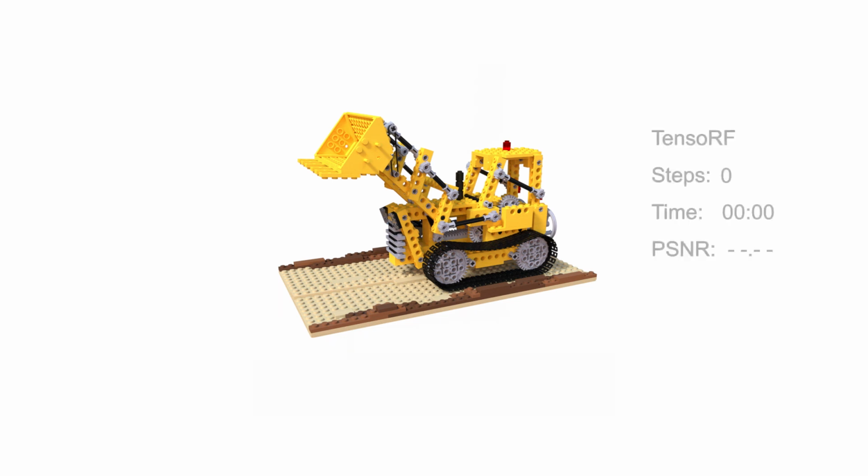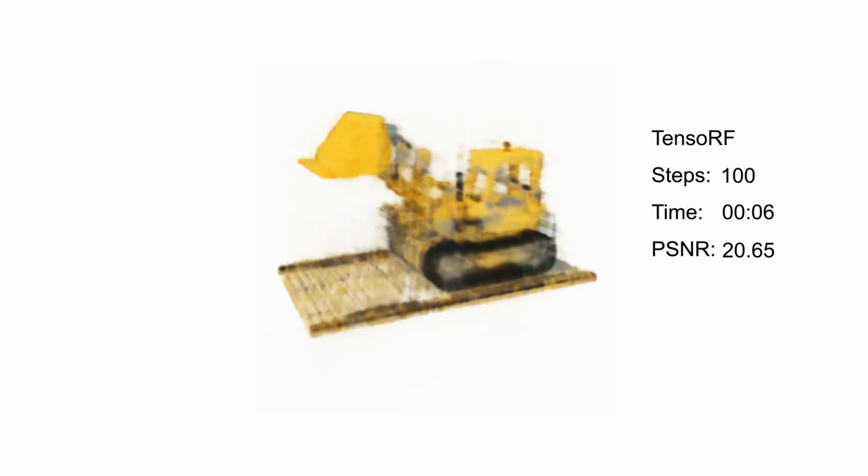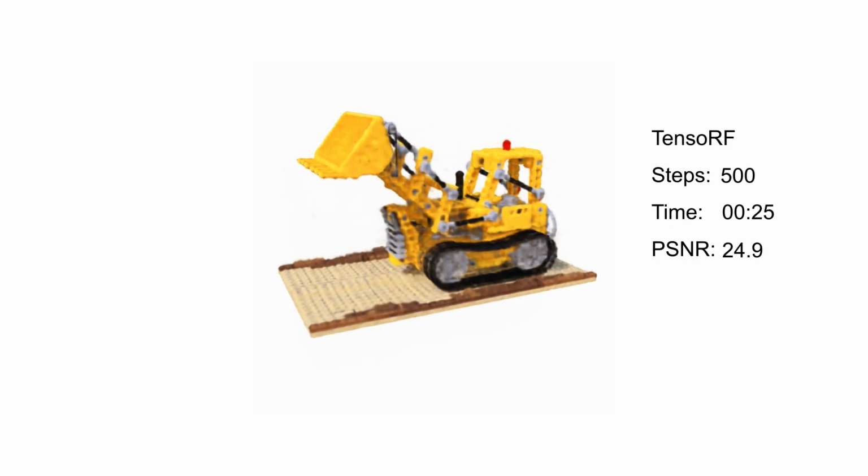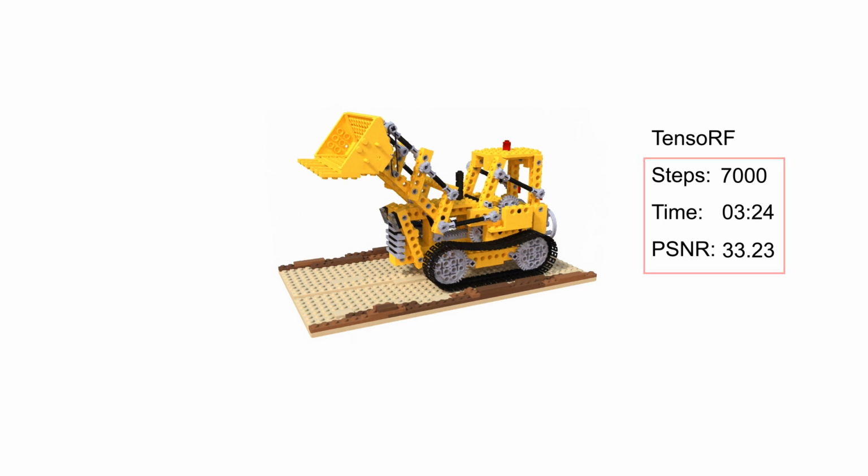Here, we show our optimization process on this LEGO scene from scratch. The corresponding training steps, time, and testing PSNRs are shown on the right. Note that our model starts to produce realistic images with very few optimization steps. Even with only 7,000 steps, taking less than 3.5 minutes, we already achieve high quality with a high PSNR.